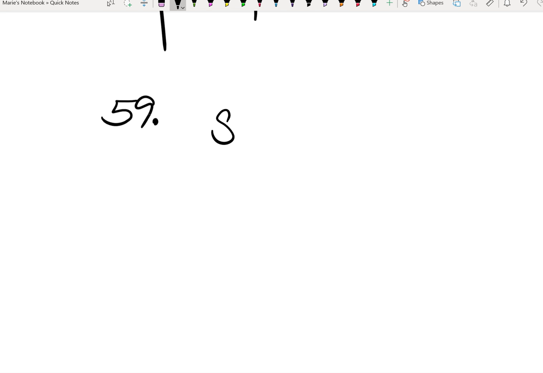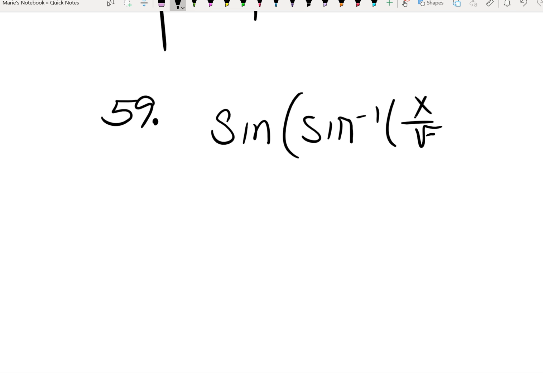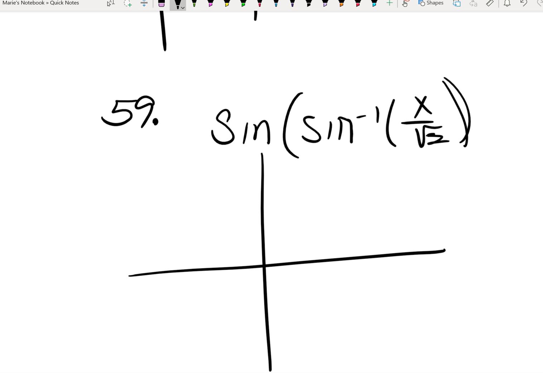You have the sine of sine inverse of x over square root of 2. Didn't I just do this question? Oh, I did, x over square root of 2 again. Alright, so you draw your triangle. And obviously if it's a sine, we have x over square root of 2. And we need the sine of the sine, so I technically don't really care about that side.